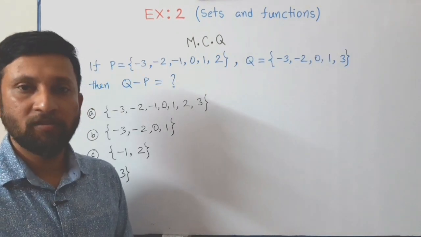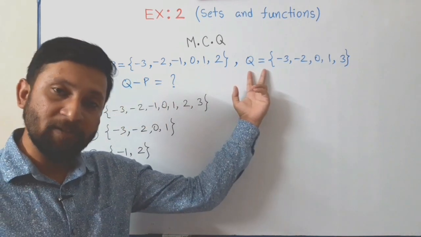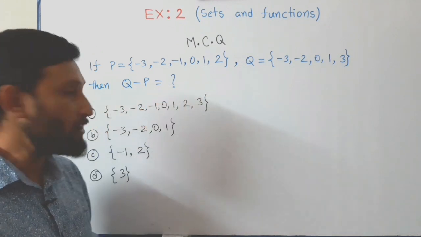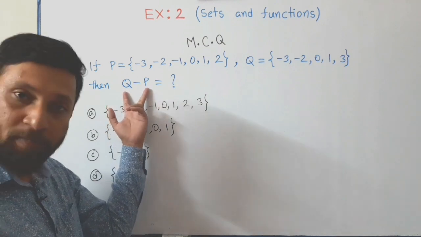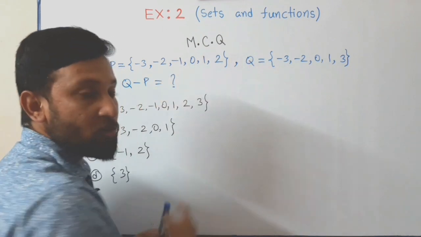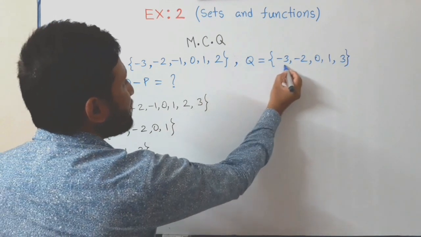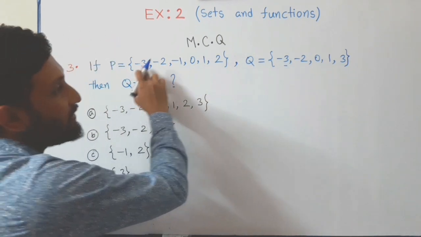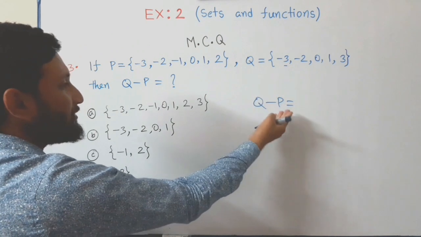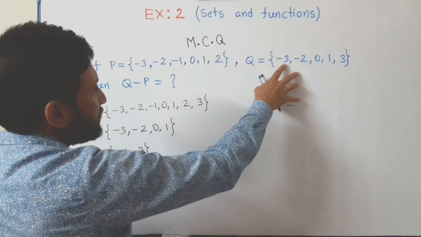Now next question. The question is, if the elements of set P and set Q are given, then Q minus P equals what? That means we have to identify Q subtraction of P. So we have to subtract the elements of P from Q. The common elements vanish or cancel. Here see that minus 3 cancels. That means for Q minus P, the elements of Q and then subtraction of P. So common elements vanish from Q.